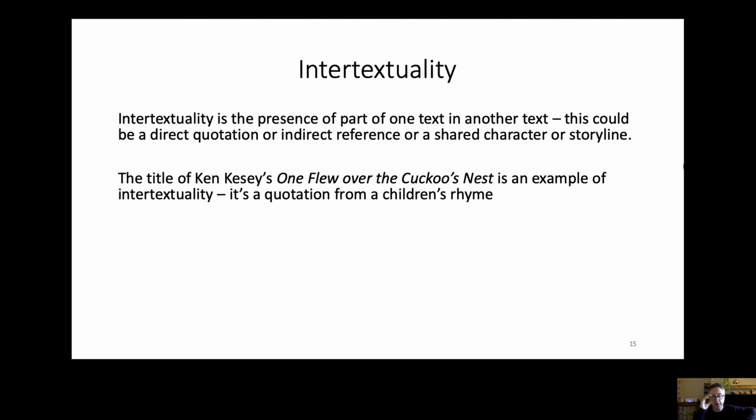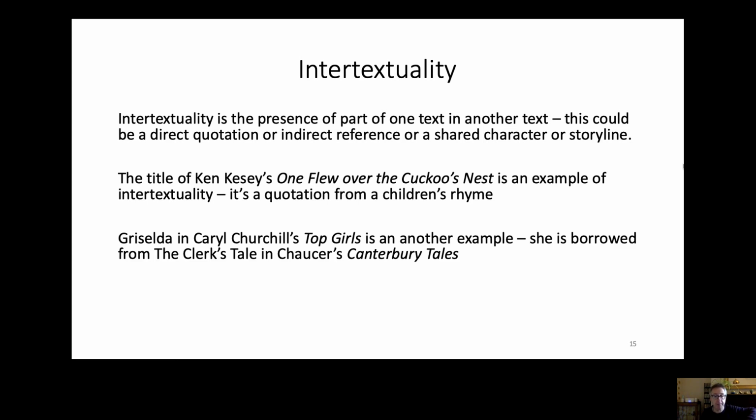For example, the title of Ken Kesey's novel, One Flew Over the Cuckoo's Nest, is an example of intertextuality, because the phrase "one flew over the cuckoo's nest" is a quotation from a children's rhyme. That point where two texts overlap, the children's rhyme and Kesey's novel, is a point of intertextual connection or intertextual overlap. In a play like Top Girls by Caryl Churchill, one of her characters is called Griselda. That's a point of intertextual overlap because Griselda is a character borrowed from Chaucer's Clerk's Tale in the Canterbury Tales.